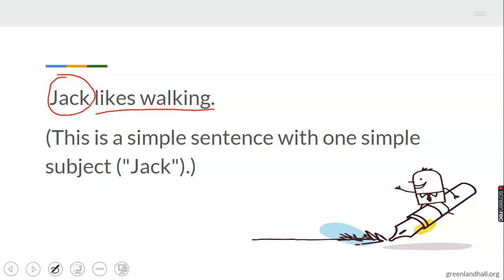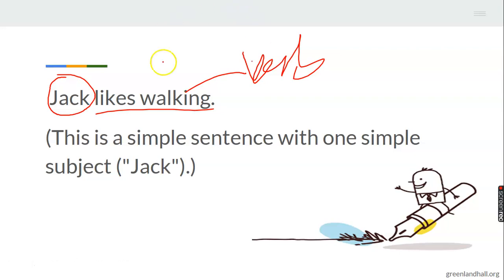Can you spot out the noun? Beautiful. Can you see the doing word, the one we call the verb? Beautiful. So these are doing words, verbs. Now we've seen it. We call it simple because it has a simple subject and it's very simple. So everybody can identify that.